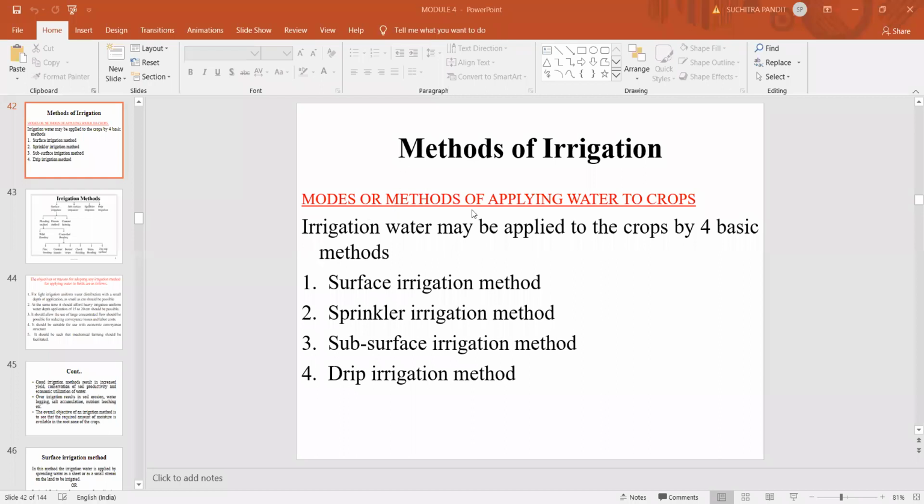So, modes or methods of applying water to the crop. Irrigation water may be applied to the crop by four basic methods: first is the surface irrigation method, second is the sprinkler irrigation method, third is the subsurface irrigation method, and the fourth is the drip irrigation method. The drip and sprinkler irrigation methods are the latest ones, which save a considerable amount of water, and the efficiency of irrigation is higher in drip and sprinkler irrigation when compared to surface and subsurface irrigation methods.